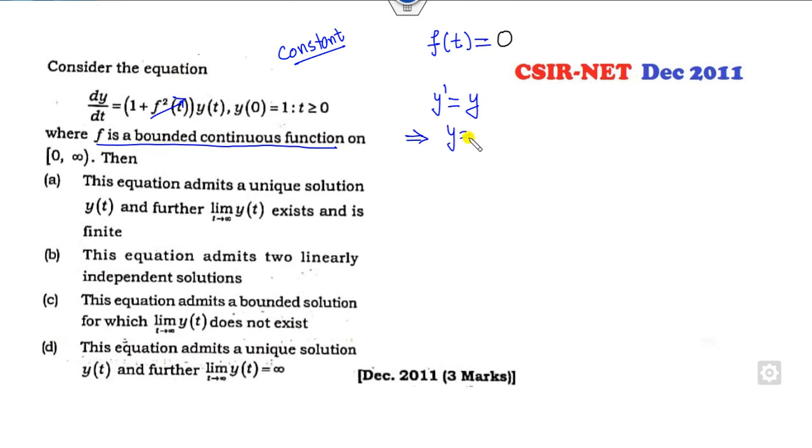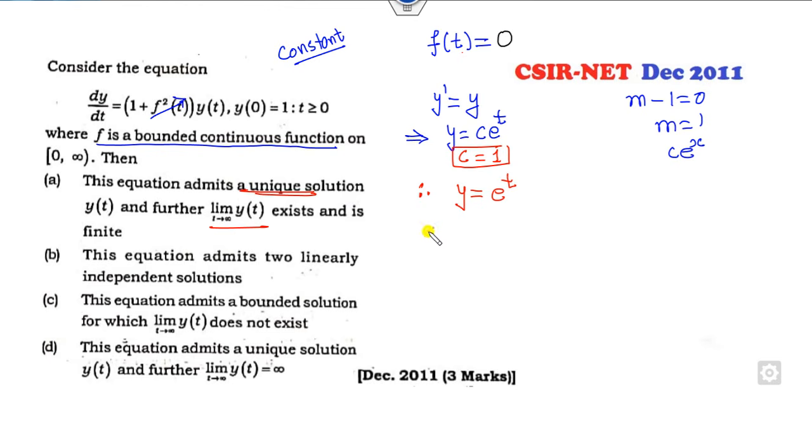This is nothing but y is equal to c e raised to power x. You all know I can simply take m minus 1 is 0, so m is 1, so c e raised to power x. But here it is a function of t, so I can simply take e raised to power t. Then y of 0 is 1, so c is equal to 1. So my solution is y is equal to e raised to power t. So it admits a unique solution, yes, but we can't take that option because we've taken one particular example. Limit of y when t approaches infinity.